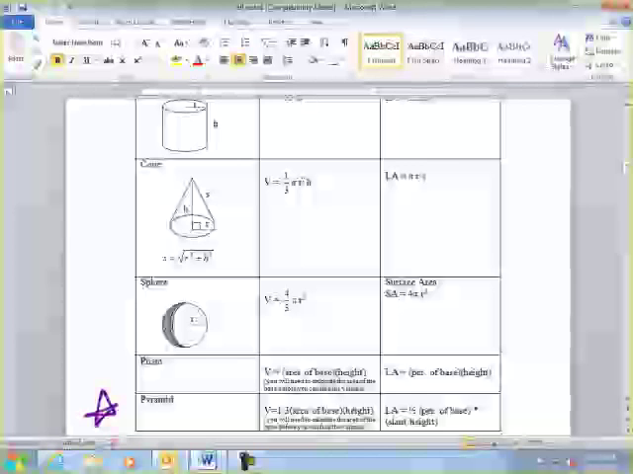Our lateral area formula is going to be 1/2 of the perimeter of the base times the slant height. And we'll do a drawing to show what the slant height is.